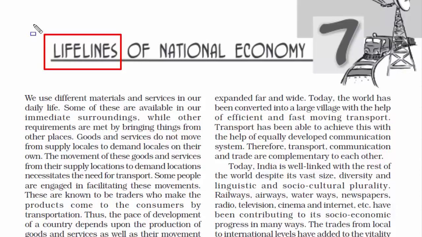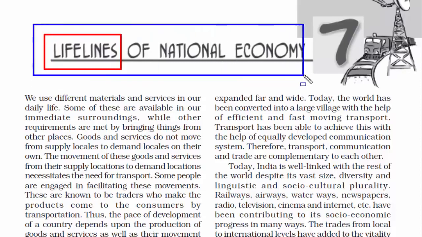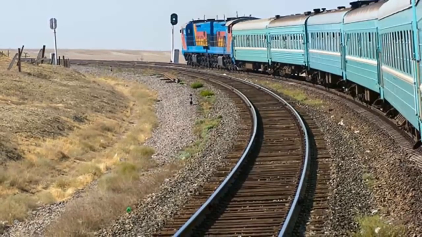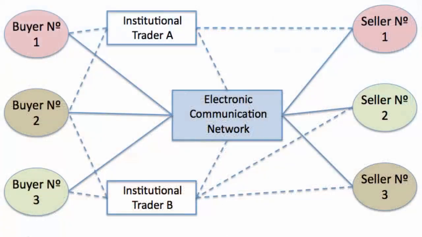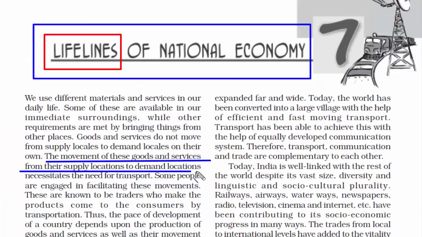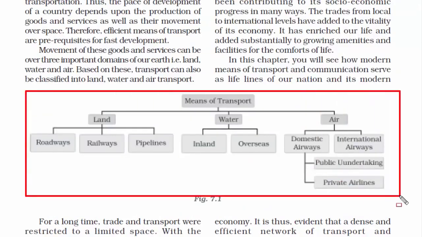Similarly, on that note, when we say lifelines of national economy, we are referring to the chain network of transport and communication that regulates the movement of goods and services from their supply locations to demand locations. So in this video, we are going to read about how modern means of transport and communication serve as lifelines of a nation and its economy. If you look at this figure, it's pretty self-evident.